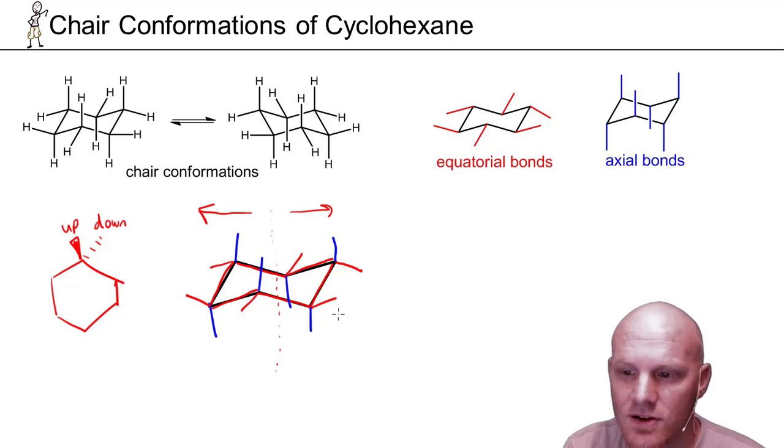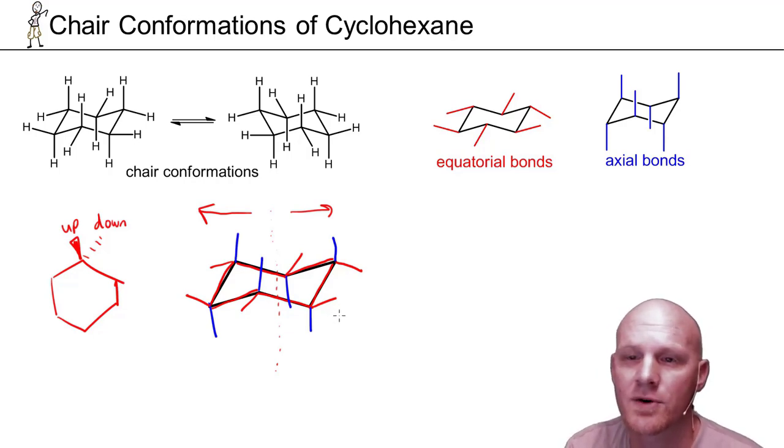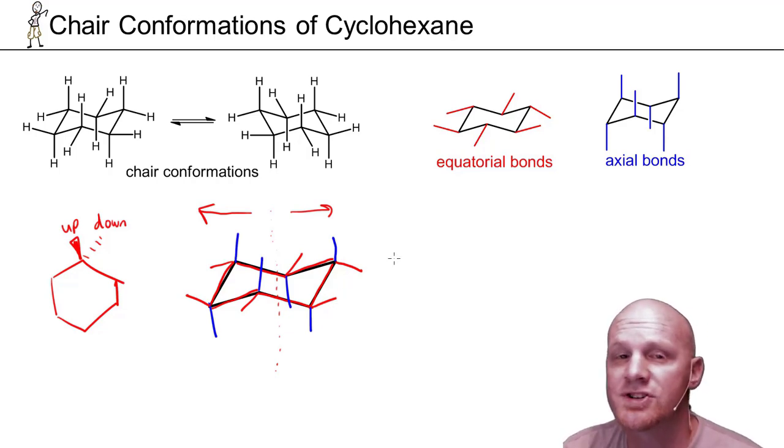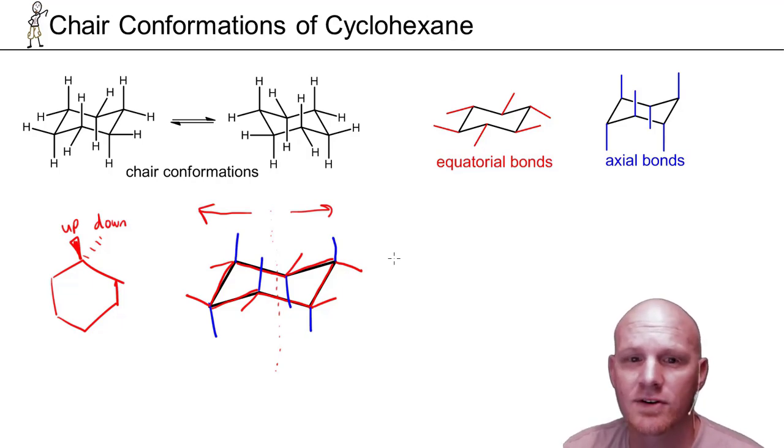You want to practice that. You should be able to draw all the axials and all the equatorials on any chair conformation presented to you. And one thing you want to keep in mind again is that when you do the chair interconversion, everything axial becomes equatorial and everything equatorial becomes axial. Let's have a look.